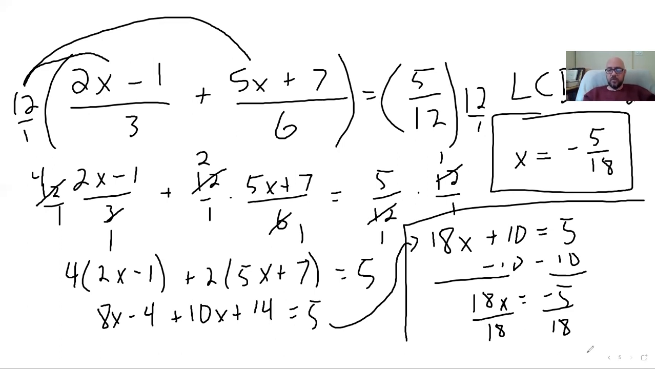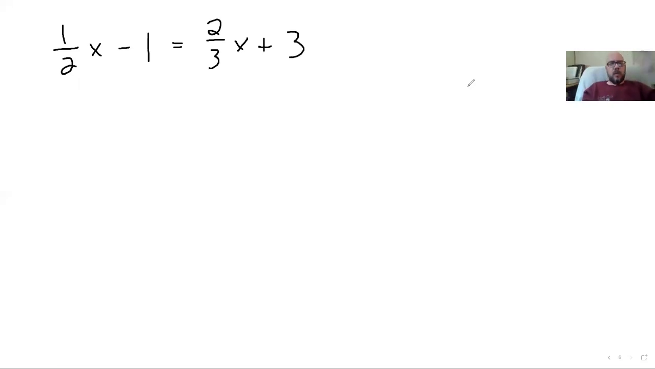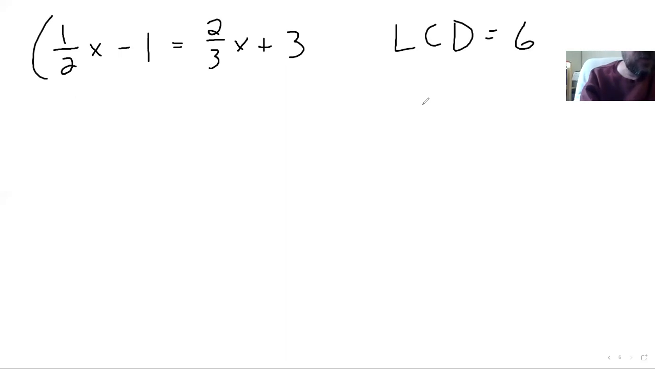Now you can certainly have a different looking equation with fractions in it and cancel them. So here I've got a 2 and a 3 that I need to get rid of. And so my least common denominator for those is 6, the smallest number that they both go into. And so that's what I'm going to multiply both sides by. So LCD equals 6, and that's what I multiply both sides by.